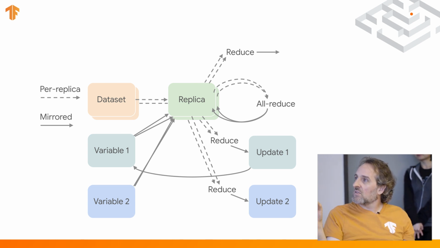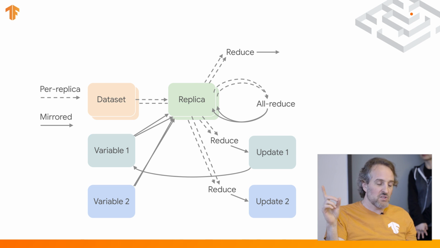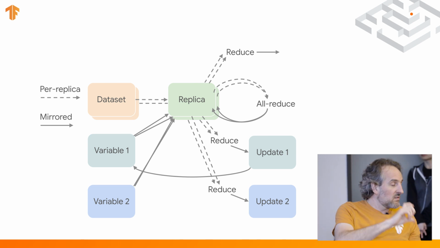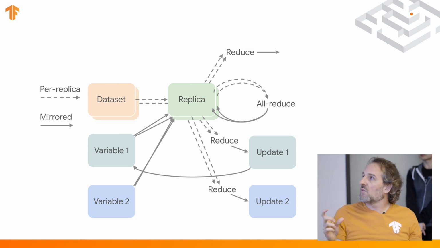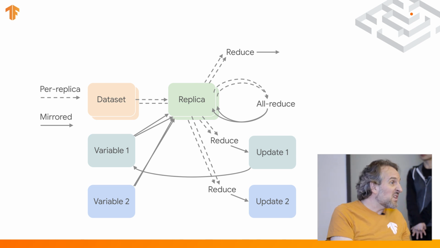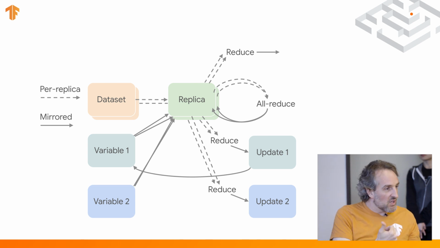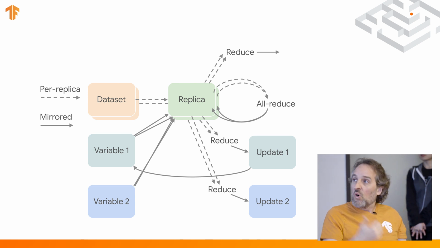This is just a picture representation of what I was just talking about. The dashed arrows are per-replica values, activations and so forth, that can be the input to a reduce in order to become a mirrored value, which then can be used to update a variable or just returned to the user.